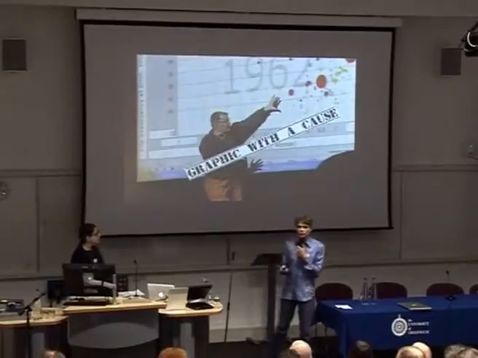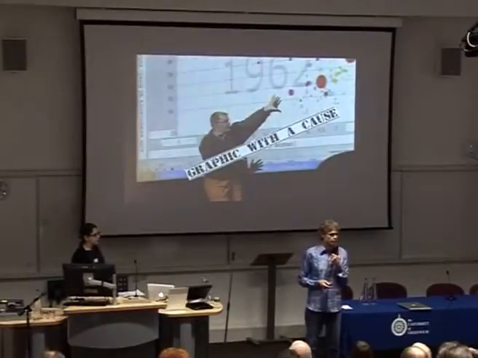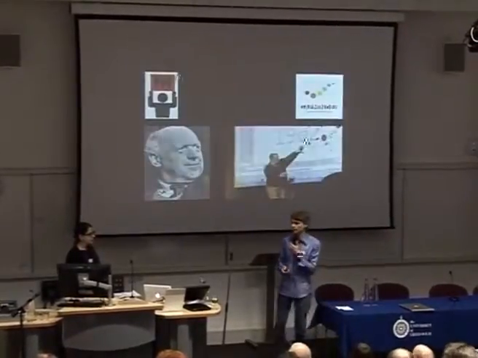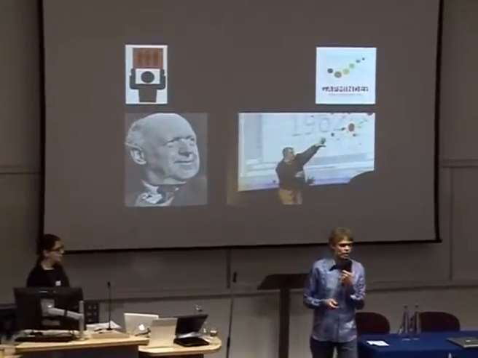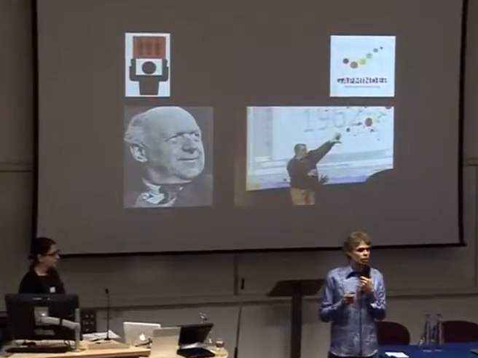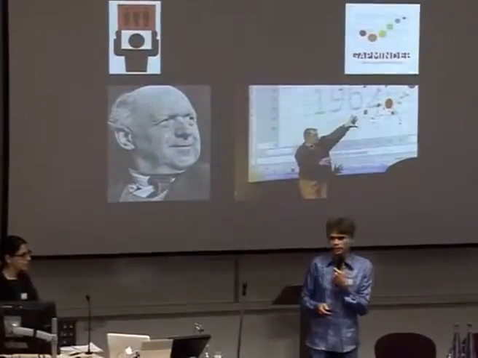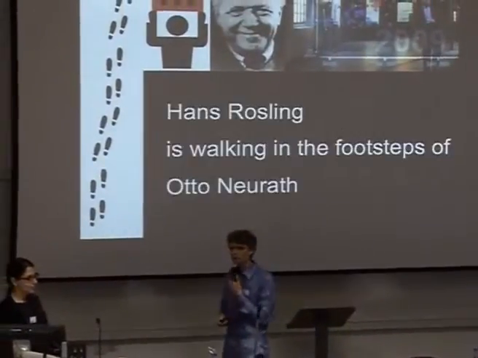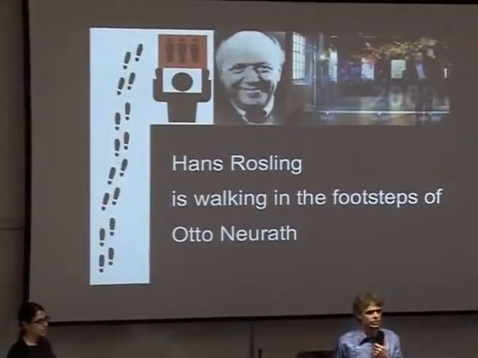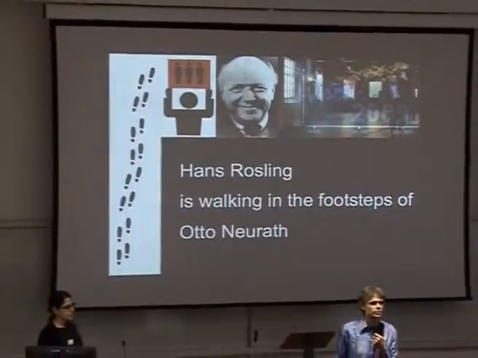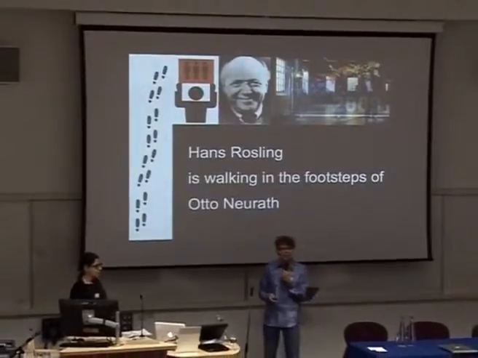What we'd like to do for the remainder of this talk about graphics with a cause is to choose two heroes that we want to discuss, being Otto Neurath and Hans Rosling. Our two heroes concerning graphics with a cause. And our main claim in this talk will be that Rosling is walking in the footsteps of Neurath in many different ways, probably without realizing it. And that Rosling is not the only one walking in Neurath's footsteps.